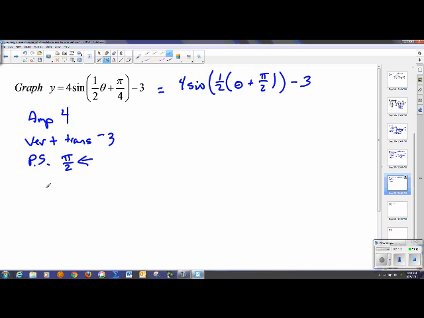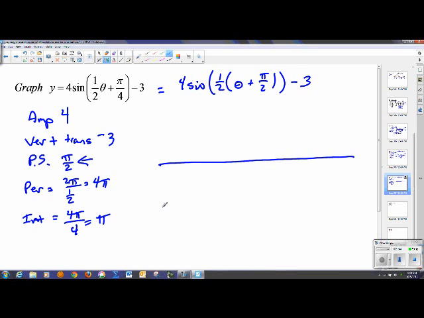My period is equal to 2 pi over my k value. My k in this case is a half. So 4 pi is my period. My intervals are equal to 4 pi over 4 or pi. So here's what I'm going to do in this case.